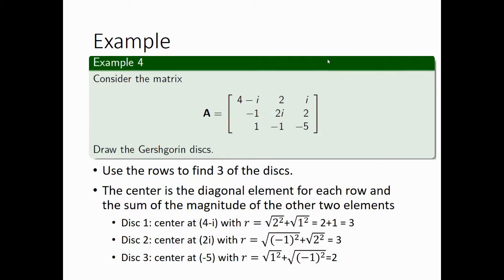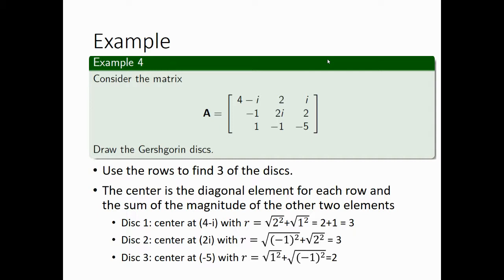So we use the rows to find three of the disks. We start out with the first row, 4 minus i, 2, and i. The center is at the element that is on the diagonal of the matrix A, which is 4 minus i, and the radius is the magnitude of the other two elements added together. So the magnitude of 2 is the square root of 2 squared, and the magnitude of i is the square root of 1 squared, which is 1. 2 plus 1 is 3. So the center of this disk is at 4 minus i with radius 3.